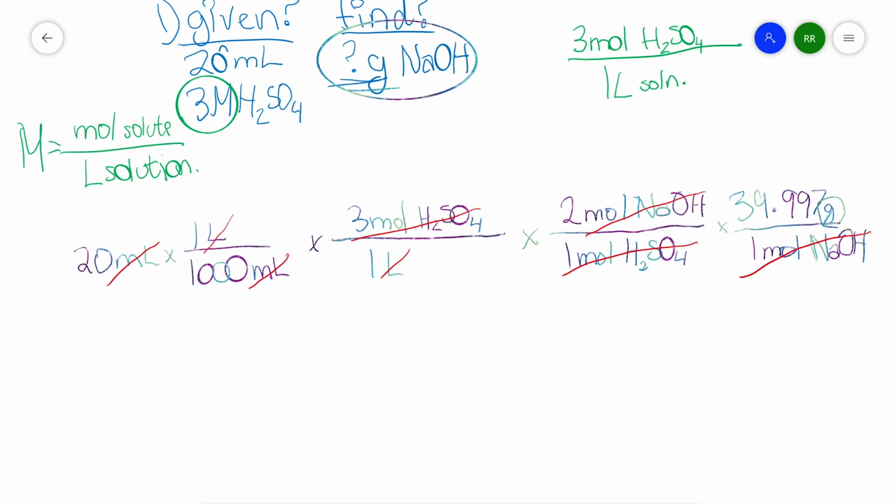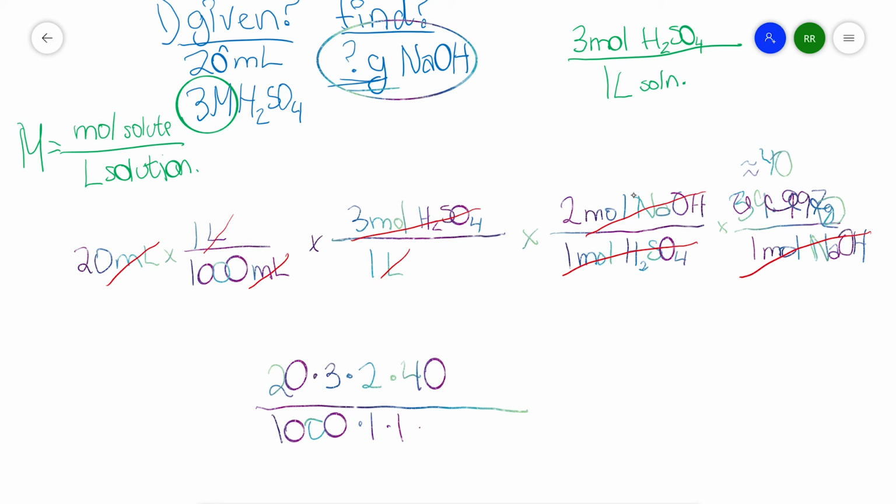On the MCAT, you don't get a calculator. So instead of trying to calculate 39.997, I'm just going to call this 40. So now that I've canceled out all of the units, I'm just going to write down what I have left in the fraction on the top and on the bottom. So I've got 20 times 3 times 2 times 40 over 1,000 times 1 times 1 times 1.